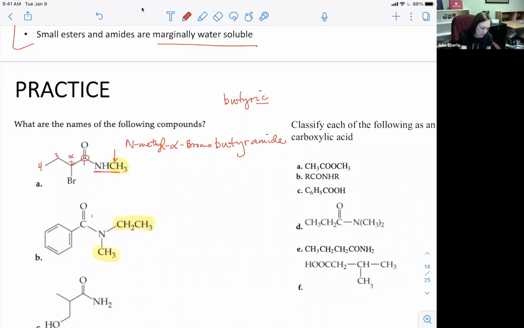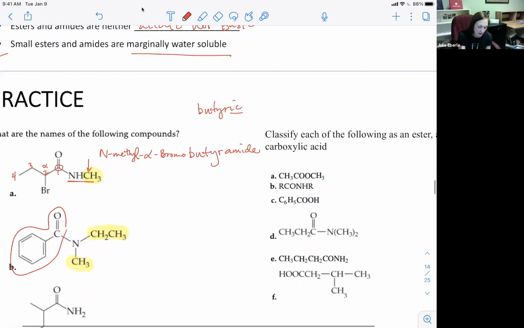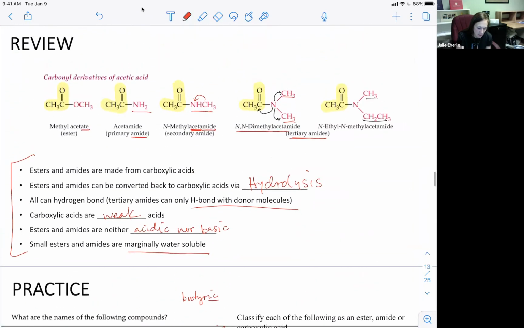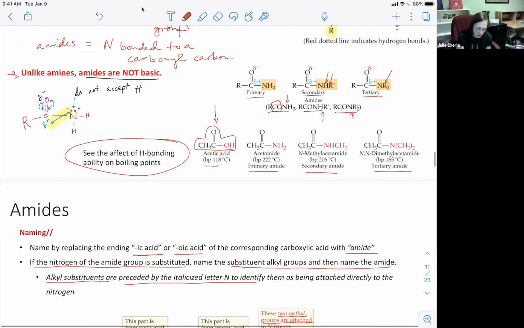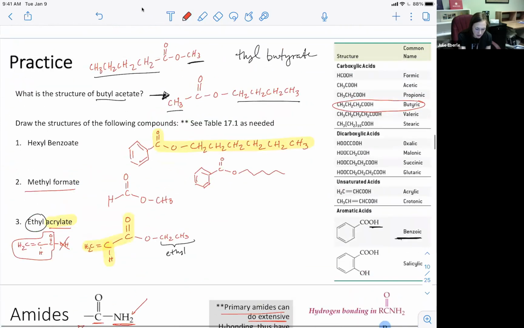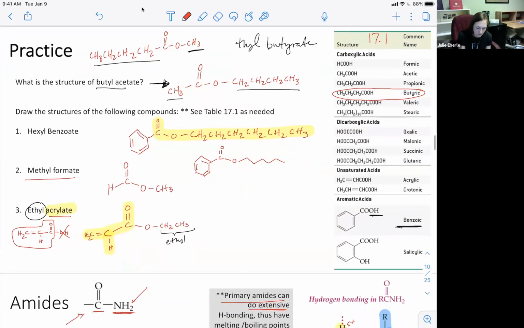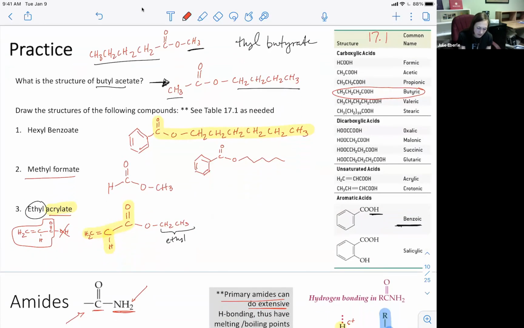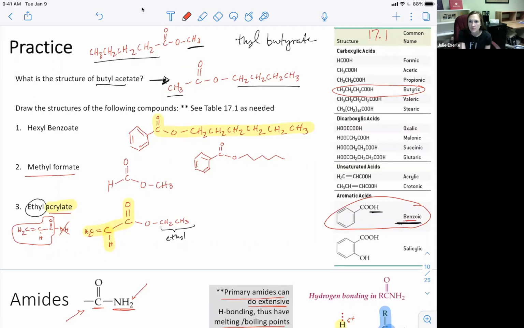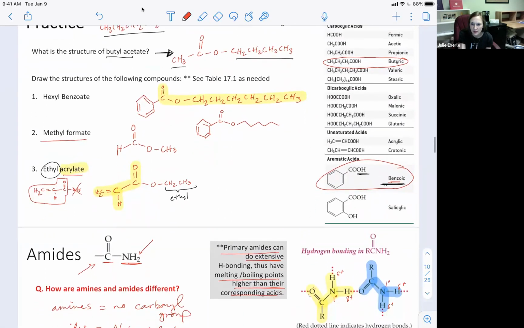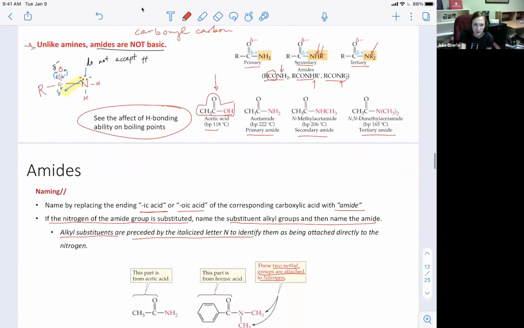Again, if you have trouble naming this part right here, go back to table 17.1. I'm going to scroll up so we can look at that. This is table 17.1 in your textbook. So we have a derivative of this carboxylic acid right here. It's not a carboxylic acid, but we have a portion of this molecule made into an amide. So we'll need this root parent name, everything but the ic. We'll substitute the word amide in place of the ic part.